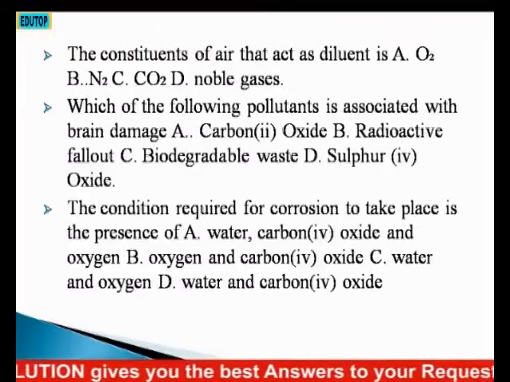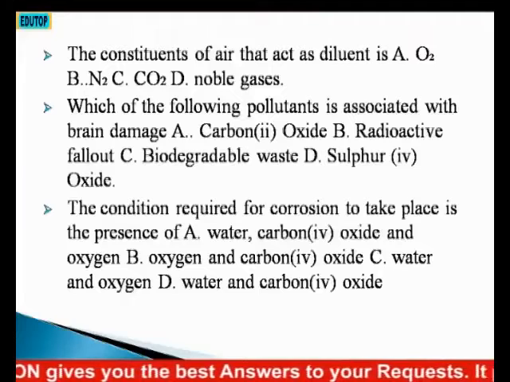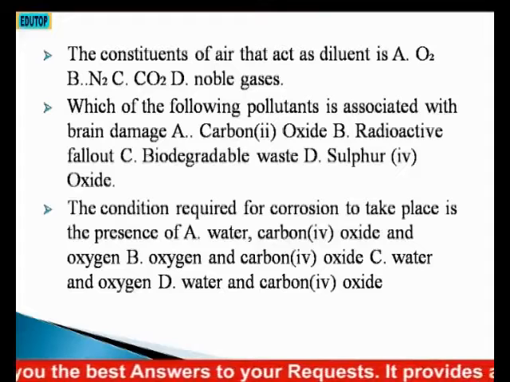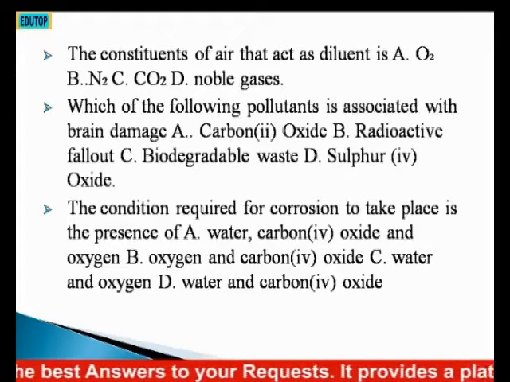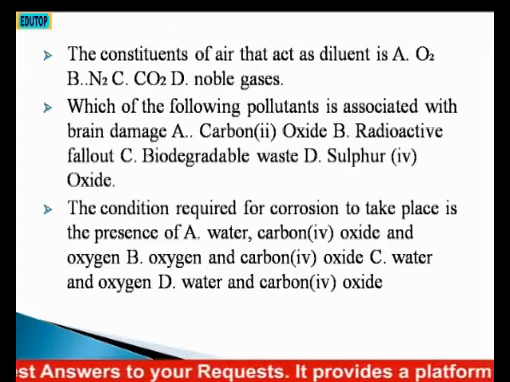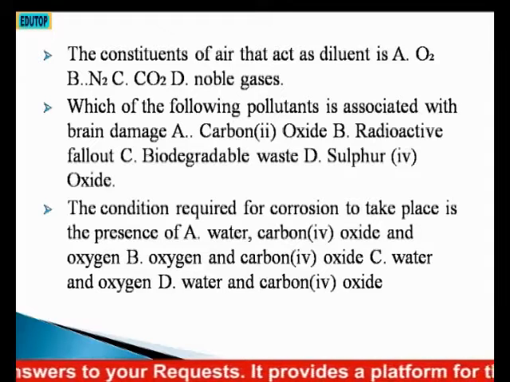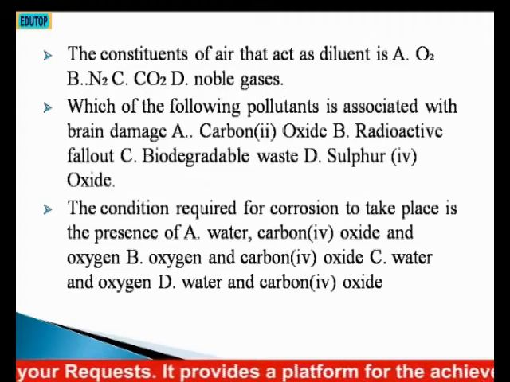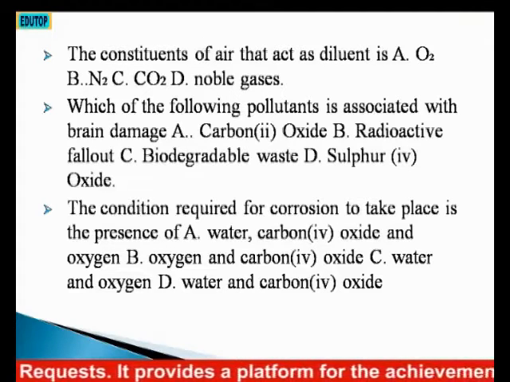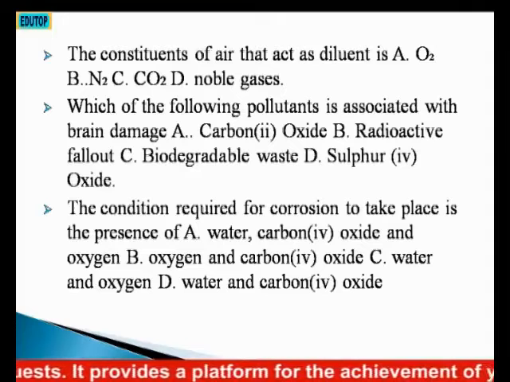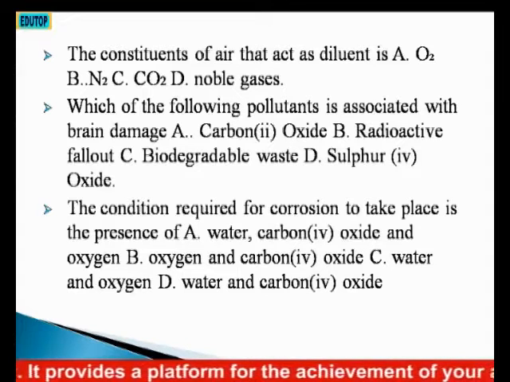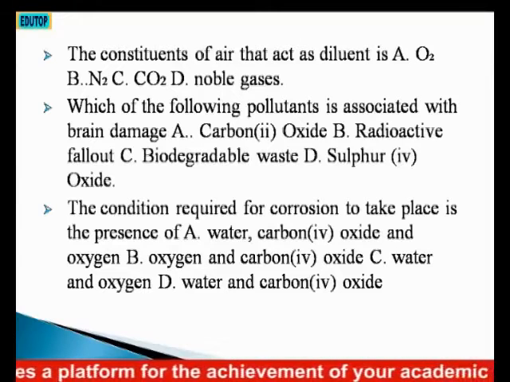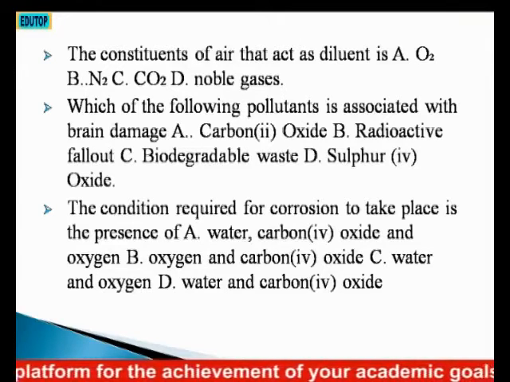So let's see our option. Option A, water and carbon dioxide and oxygen. No, that one is out because of the involvement of carbon dioxide. B, oxygen and carbon dioxide. No, oxygen is there, but carbon dioxide is not there. C, water and oxygen. Yes, water, because moisture is water, then oxygen is also involved. Then D, water and carbon dioxide. That one is also out because of the involvement of carbon dioxide. So the only suitable option here will definitely be option C, which is water and oxygen.